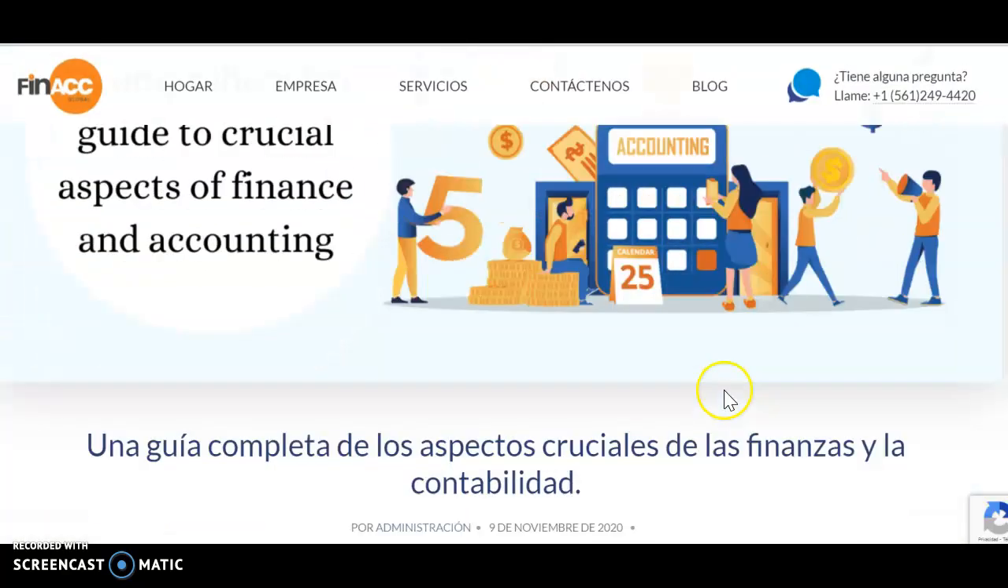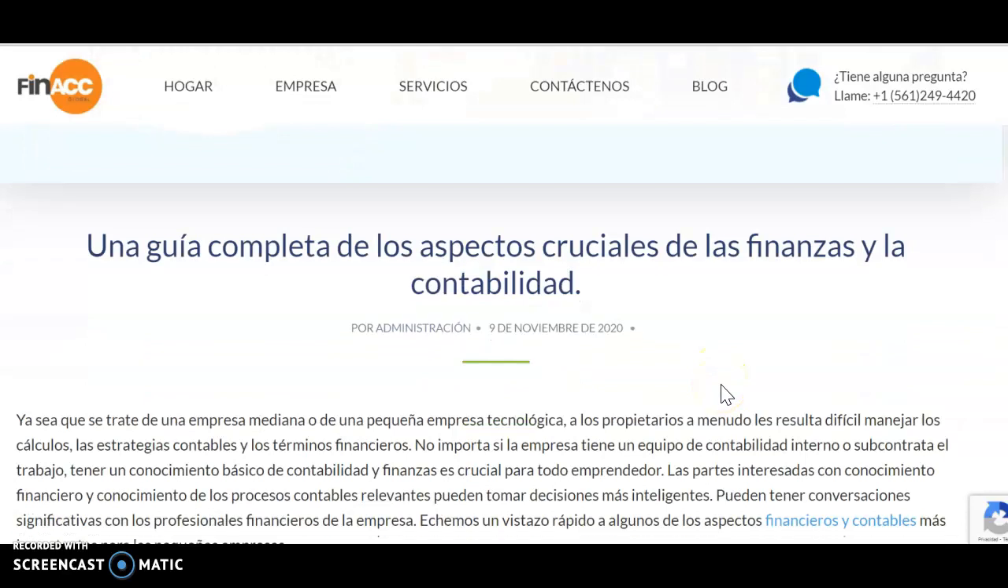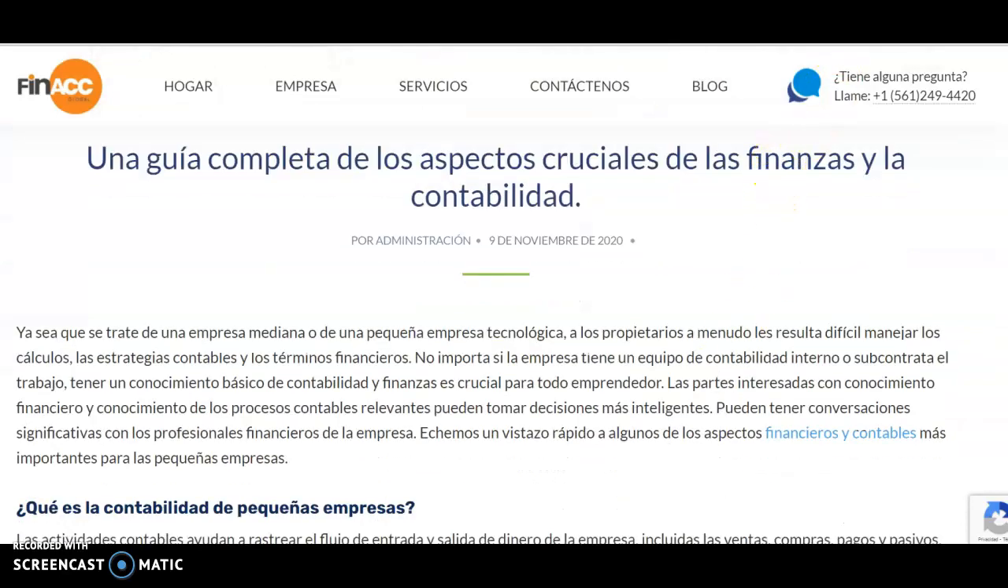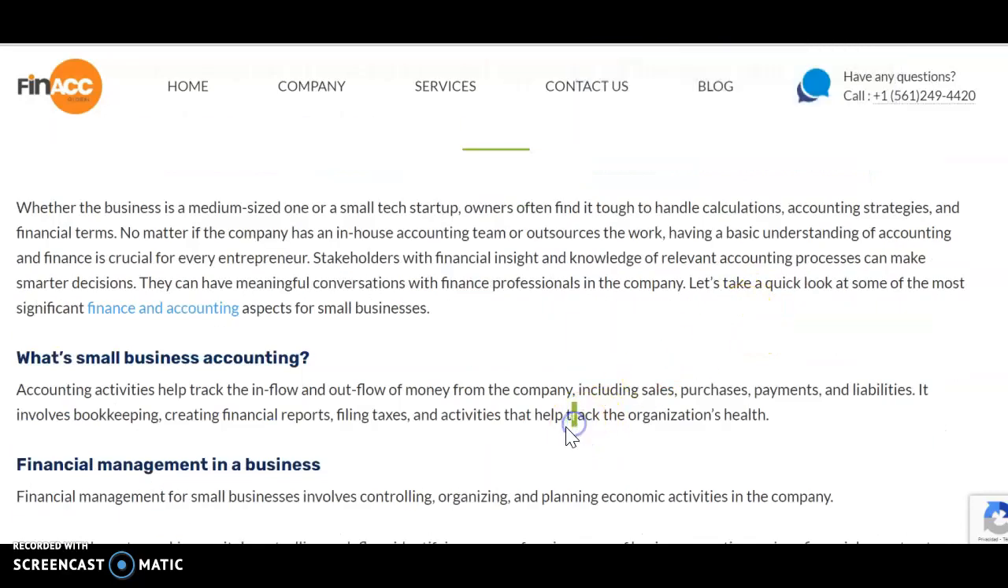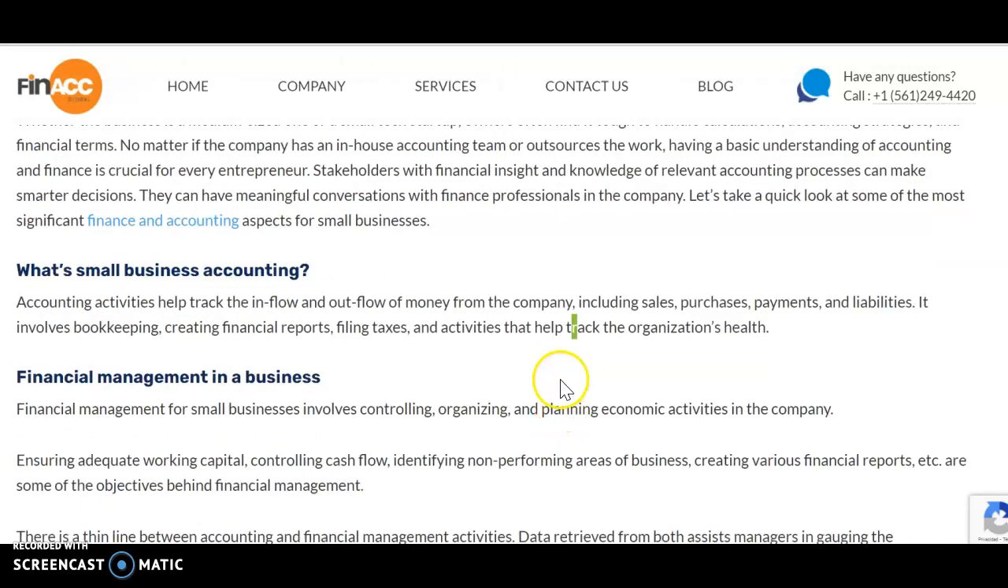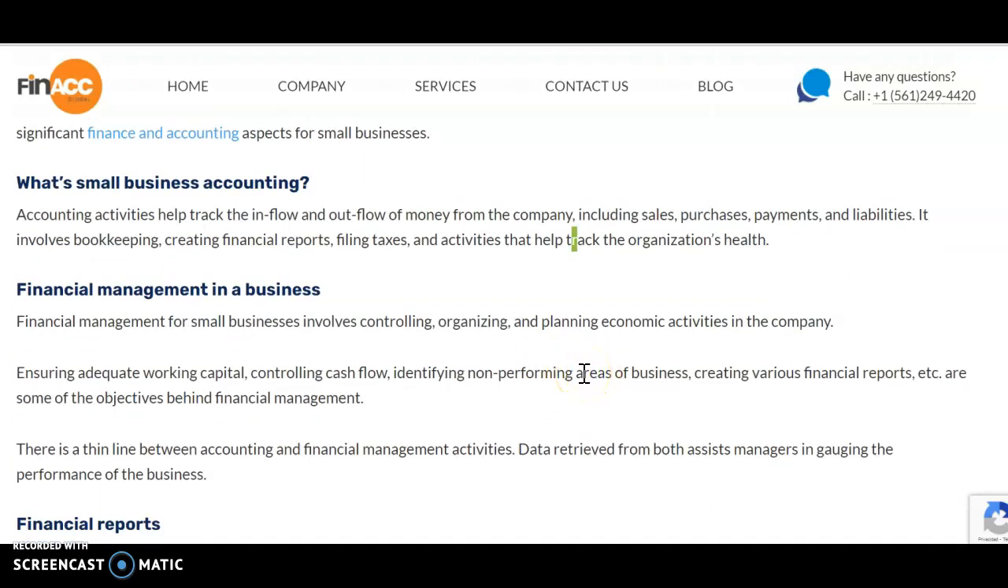So this is a web page that talks about important aspects of this topic. The first is what's small business accounting. It's to organize how we are going to move our money. After that, it's how we are going to manage the business.